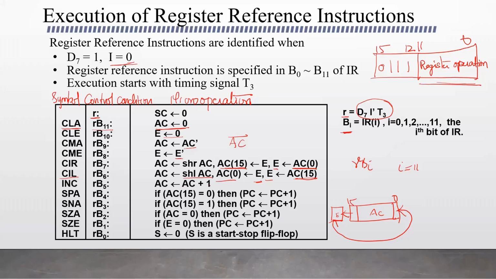So AC is AC plus 1. And SPA, these 4 are the skip operations. Skip if the accumulator is positive. So we check the 15th bit of AC. The 15th bit, the leftmost bit, is the sign bit, right? That represents whether the value stored in AC is positive or negative. If it is 0, we skip.